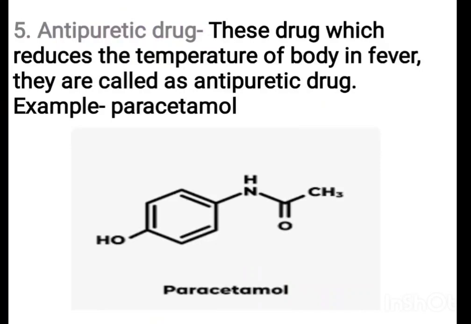Antipyretic drug, this drug which reduces the temperature of the body in fever, is termed as antipyretic drug. As for example, paracetamol. We know in fever our body temperature keeps rising. So to reduce the temperature we have to use an antipyretic drug, as for example paracetamol. This is the structure of paracetamol. That is benzene, in para position OH and at the other position NH, COOH group is there. Okay, that should be termed as paracetamol.